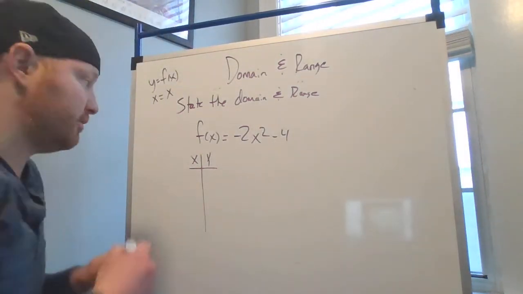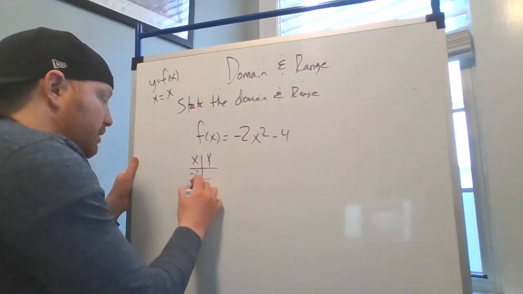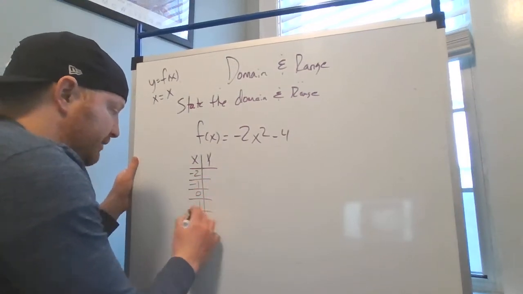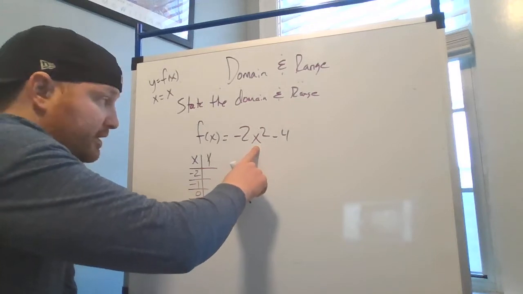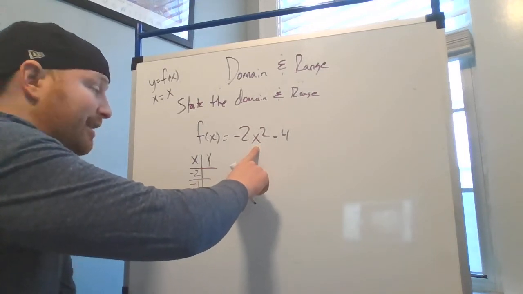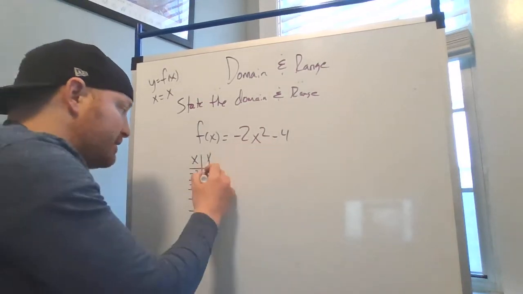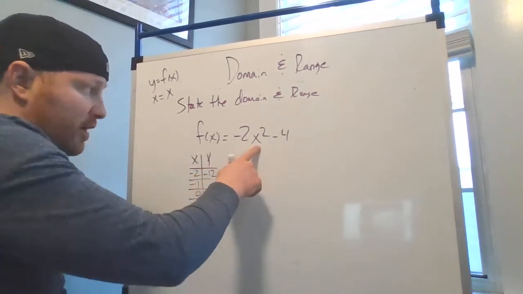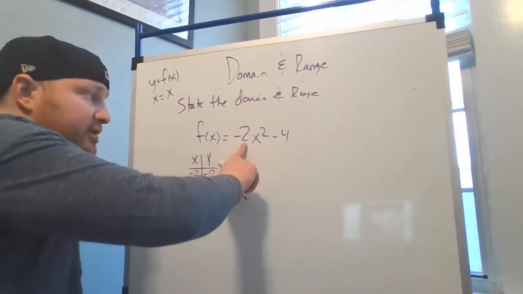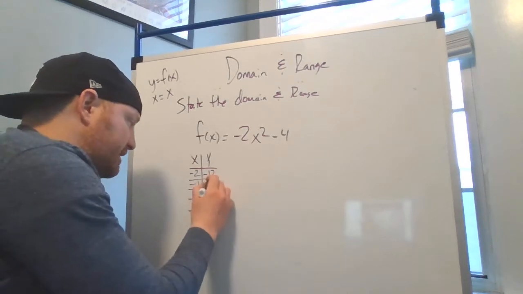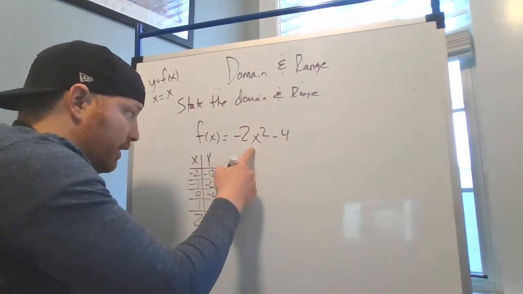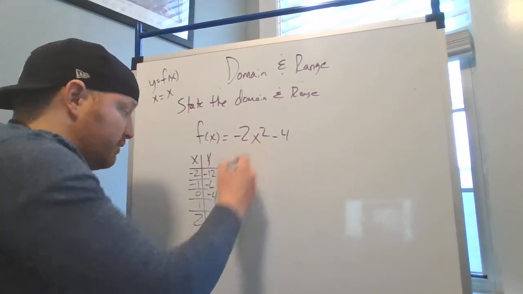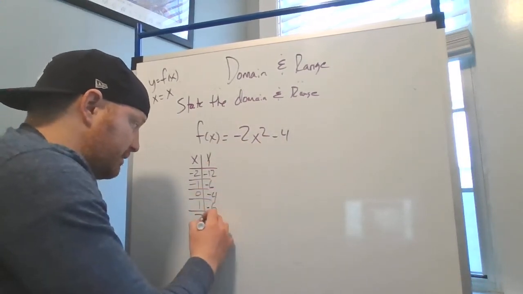Inside 0, 0. So go from -2 to +2, and just do the work. -2 squared is 4. 4 times -2 is -8. -8 minus 4 is -12. -1 squared is 1. 1 times -2 is -2. -2 minus 4 is -6. This makes this whole thing 0, so this is -4. 1 is going to be 1 squared, 2, -2, -6. As you see, pretty easy math.